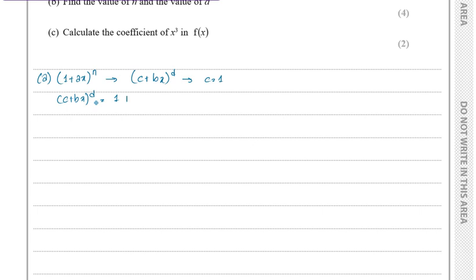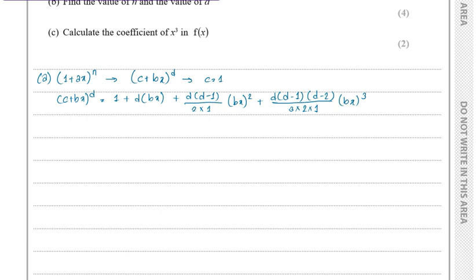So it will be 1 plus d multiplied by bx, plus d multiplied by (d minus 1) divided by 2 multiplied by 1, multiplied by (bx) to the power 2, plus d multiplied by (d minus 1) multiplied by (d minus 2) divided by 3 multiplied by 2 multiplied by 1, multiplied by (bx) to the power 3. They've asked us to expand till we get x to the power 3.